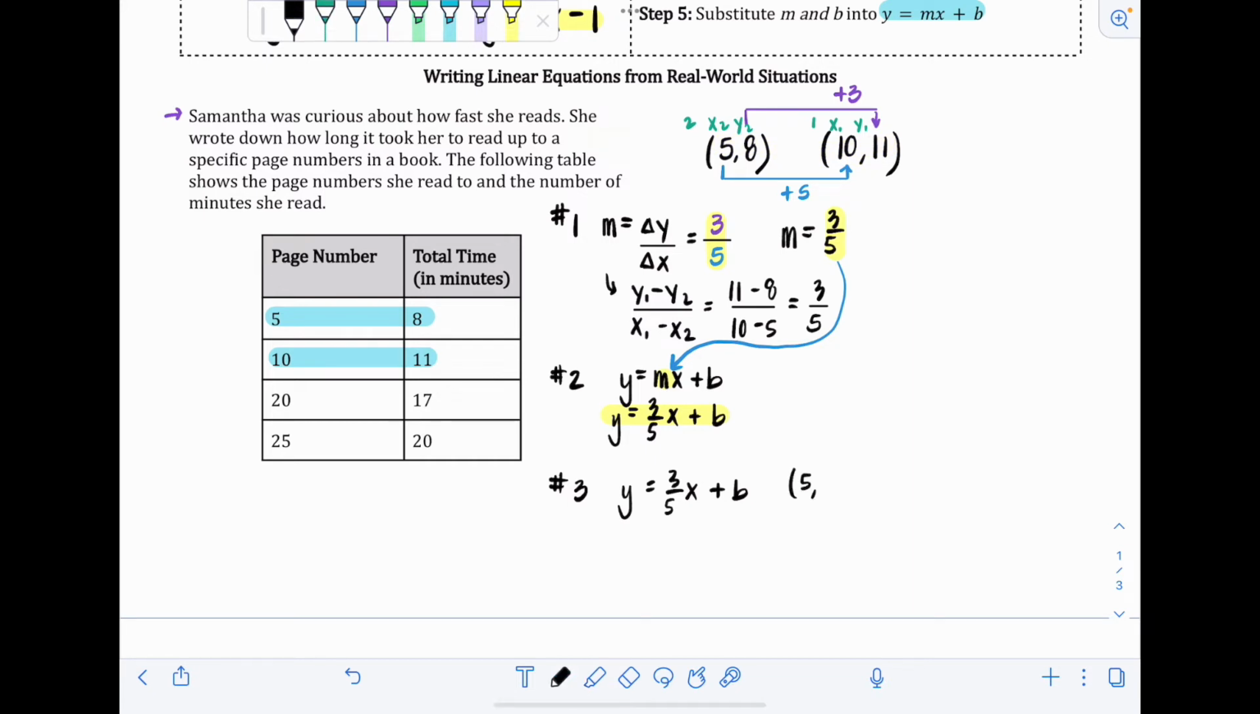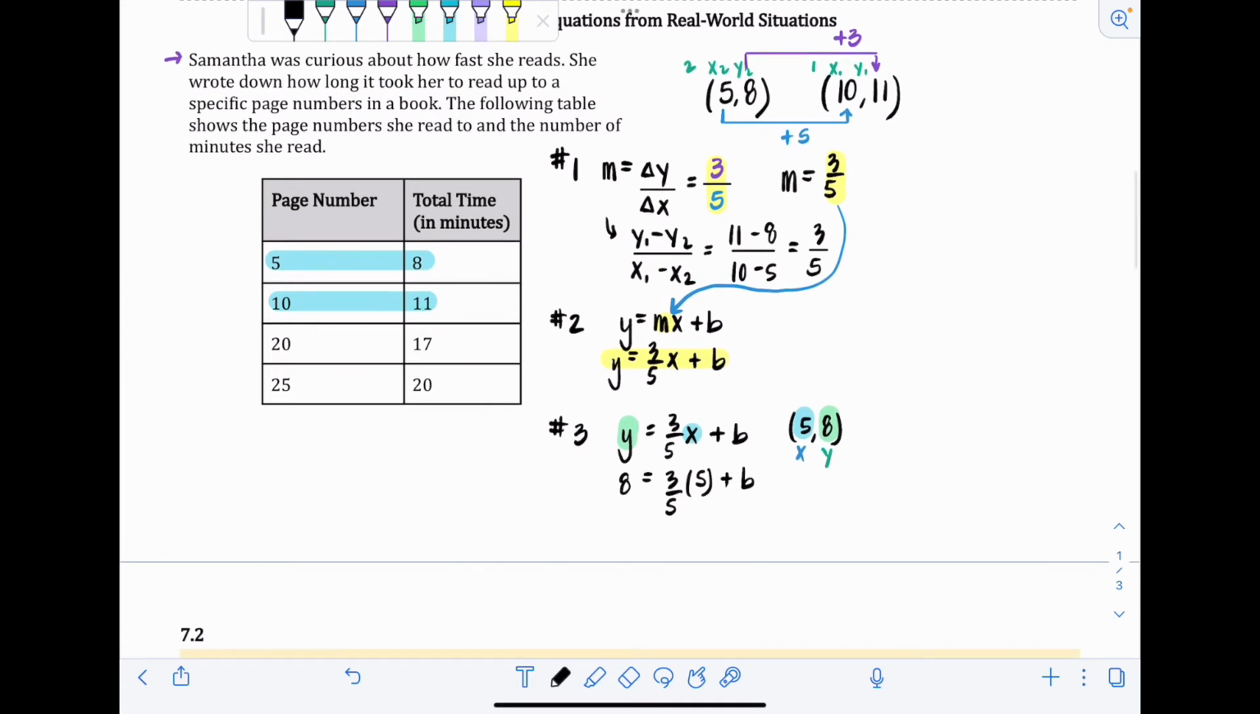But I'm going to use 5, 8 as my point. And like I said, you could get the same answer picking a different point. So this is my x, this is my y. I'm going to take the 5, put that in for x. I'm going to take the 8, put that in for y. So then it'll be 8 equals 3/5 times 5 plus b.